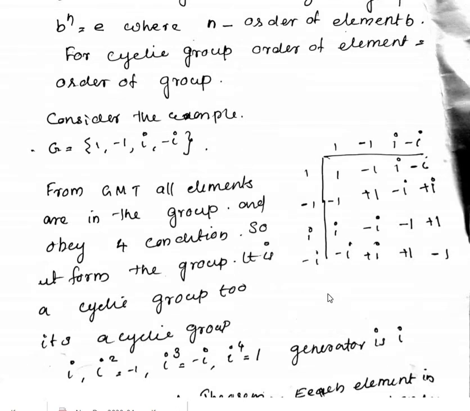So let us check which is the generator of this group, whether it is a cyclic group. We know that it is a cyclic group because if i is taken as one element, i square is equal to minus 1, i cube is equal to minus i, i raised to 4 is equal to 1. Here we can generate the identity element from i raised to 4. So this is a cyclic group.